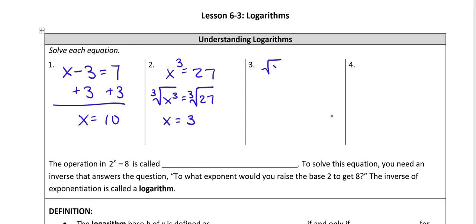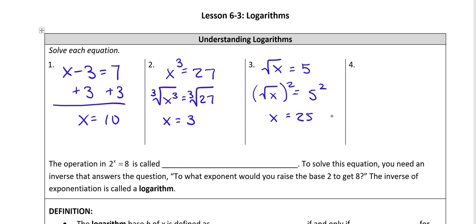What if I had the square root of x equals 5? Again, we know this is a square root, so to undo a square root, we would need a square. This operation would undo the square root, leaving us with x equals 25.